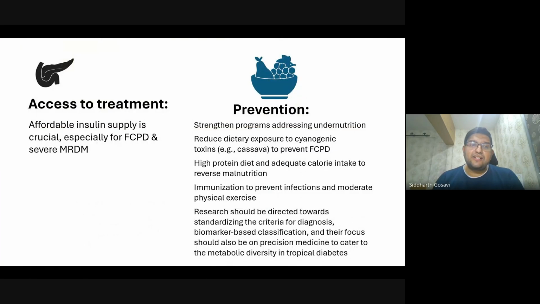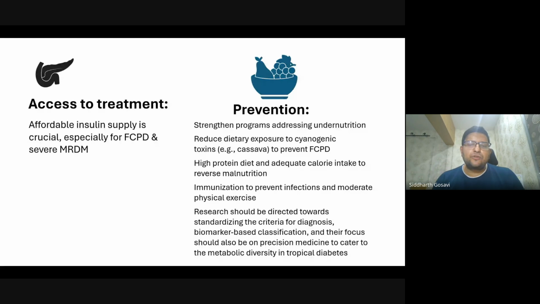So affordable insulin supply is very crucial, especially for FCPD and severe MRDM patients. We should conduct stronger nutrition programs addressing undernutrition, reduce dietary exposure to cassava to prevent FCPD, a high protein diet and adequate calorie intake to reverse malnutrition, immunization, especially to prevent infections, and encourage moderate physical exercise.